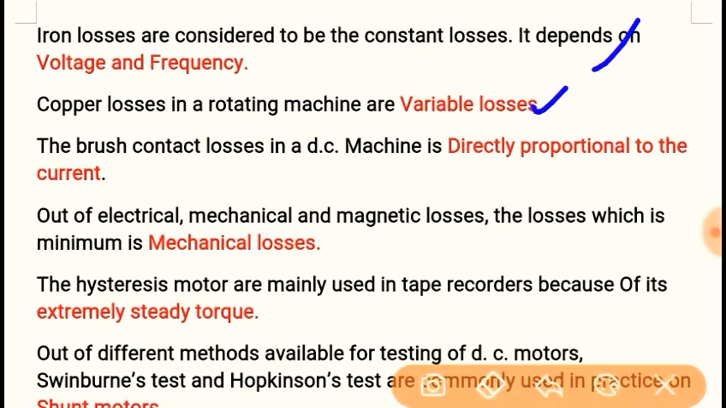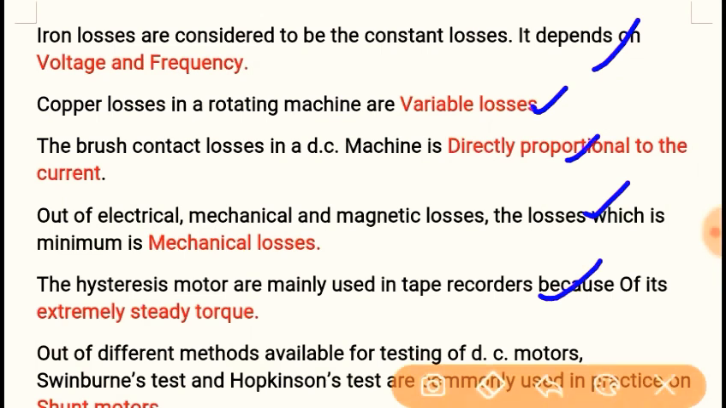The copper loss in rotating machines are variable losses. The brush contact losses in a DC machine are directly proportional to the current. Out of electrical, mechanical and magnetic losses, the loss which is minimum is obviously the mechanical loss.